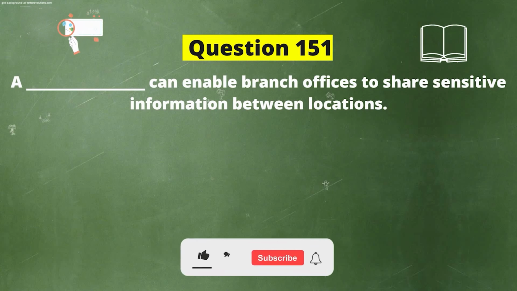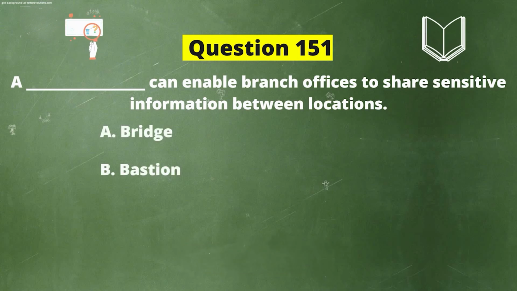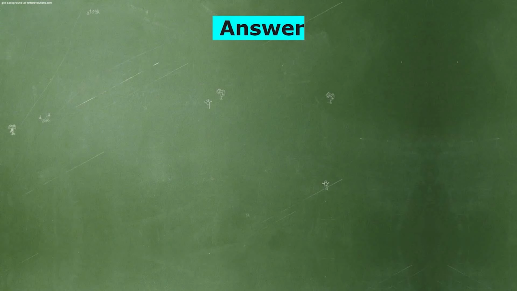Next question. A dash can enable branch offices to share sensitive information between locations. Option A, bridge. Option B, bastion. Option C, VPN. Option D, DNS. And the correct answer is option C, VPN.